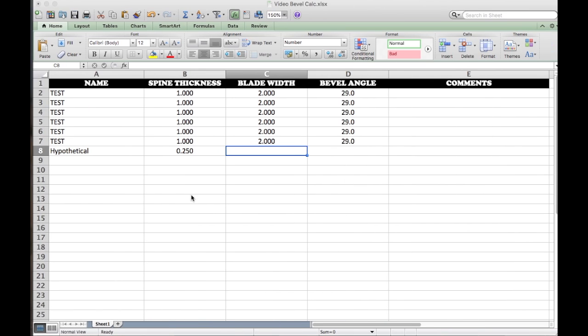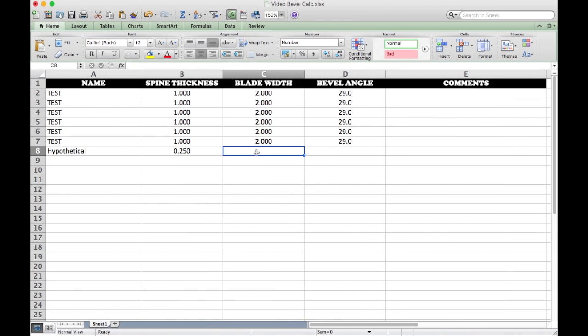All right. So how do you convert that into thousandths? Well, you divide your numerator by the denominator, and it's 875. So our blade width is 875. That's thousandths of an inch.